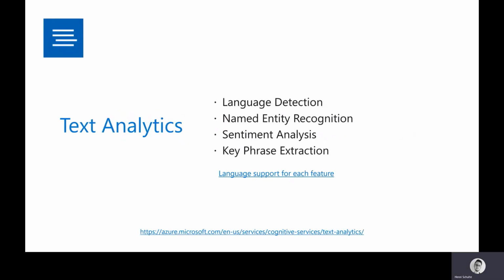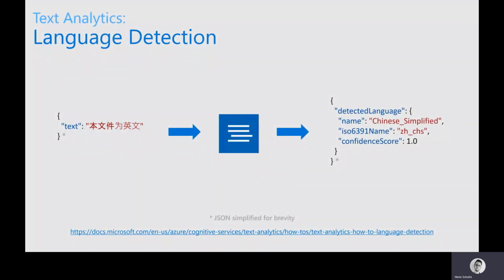Then there's text analytics, and text analytics is a behemoth because we have a lot of very different services underneath text analytics, just bundled together. So part of text analytics are language detection, named entity recognition, sentiment analysis, and key phrase extraction. And these are all very different kinds of NLP workloads that I just wanted to highlight.